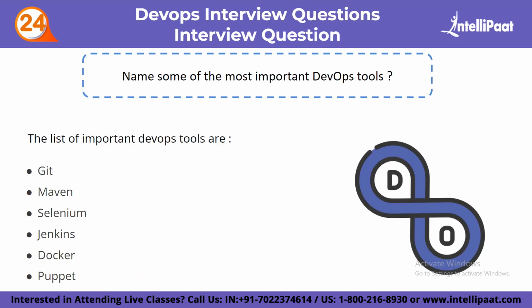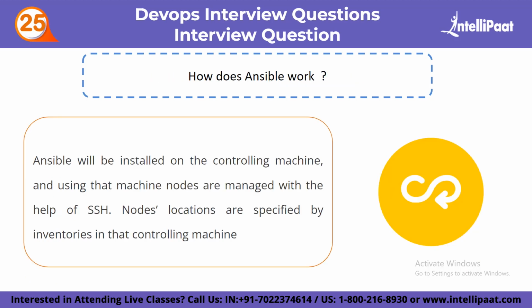The next question is, name some of the most important DevOps tools. So, the answer to the same question is, the list of important DevOps tools are Git, Maven, Selenium, Jenkins, Docker, and Puppet. This is one of the most important questions. An interviewer is definitely going to ask you this one. So be aware of some of the most important DevOps tools. Now let's move forward and discuss the next question. Now let's discuss the next question, and the question is, how does Ansible work?